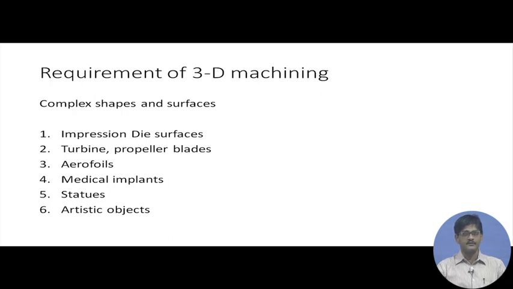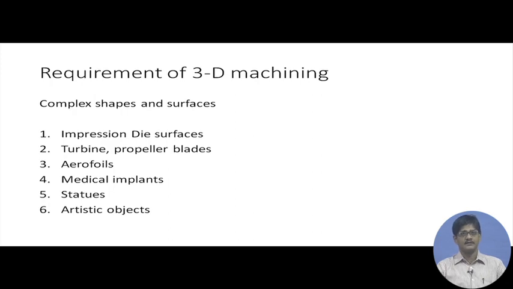For example, we might have impression die surfaces. When 2 dies come together and press some material to a definite shape, we have impression dies, and in order to manufacture these impression dies, we might have to go for 3-dimensional machining. It is not the only way of getting these dies, but this is definitely one of the ways.